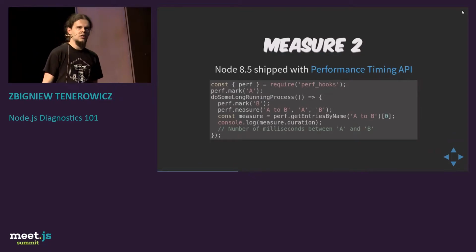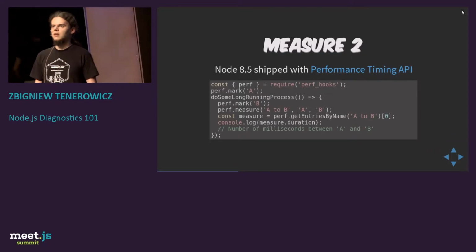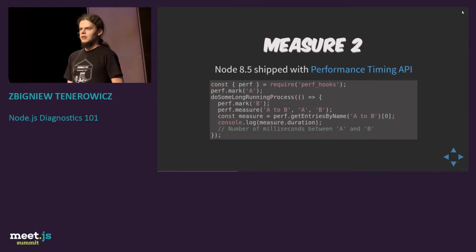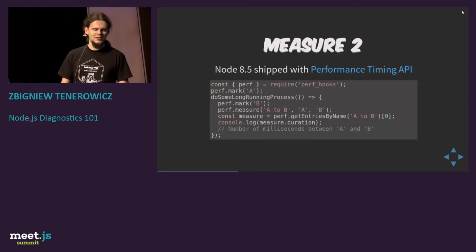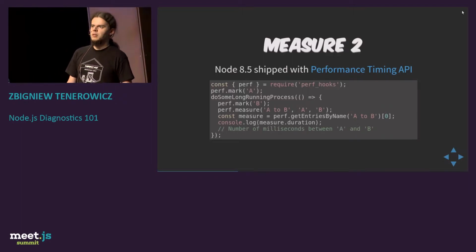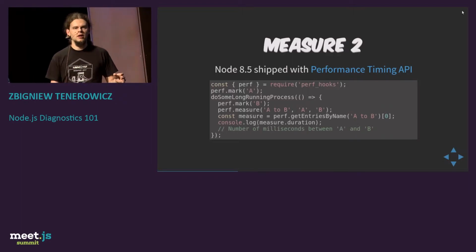Now, in Node 8.5, so 2 weeks ago, Node actually shipped with a performance timing API. The guy who wrote it is not in the CTC anymore, but that's complicated. I'm not going to get into it. I'm hoping he is still going to contribute and refine performance hooks. These are experimental, a bit more verbose, but they give you way more power to measure things.